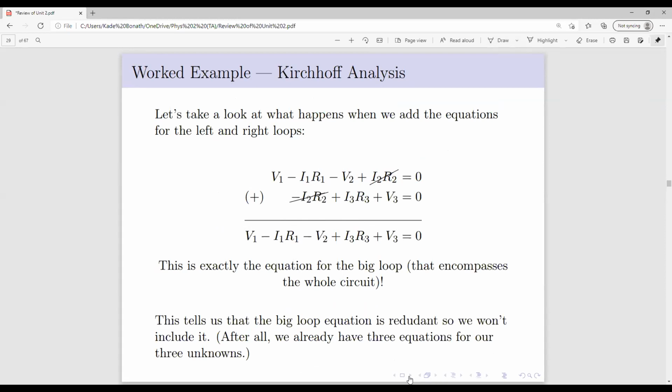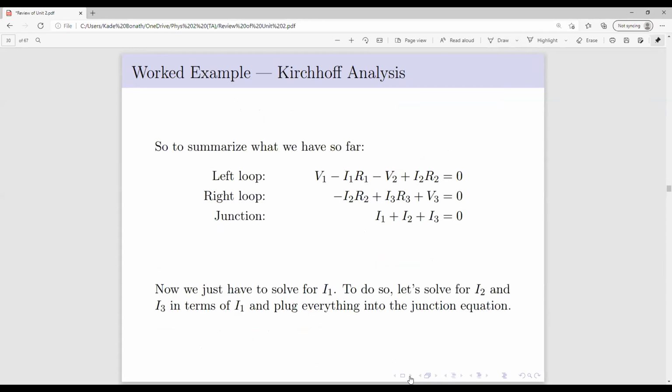Now we get into the fun mathematics of everything, where we get to set up our system and solve for all of the variables that we are trying to find here.